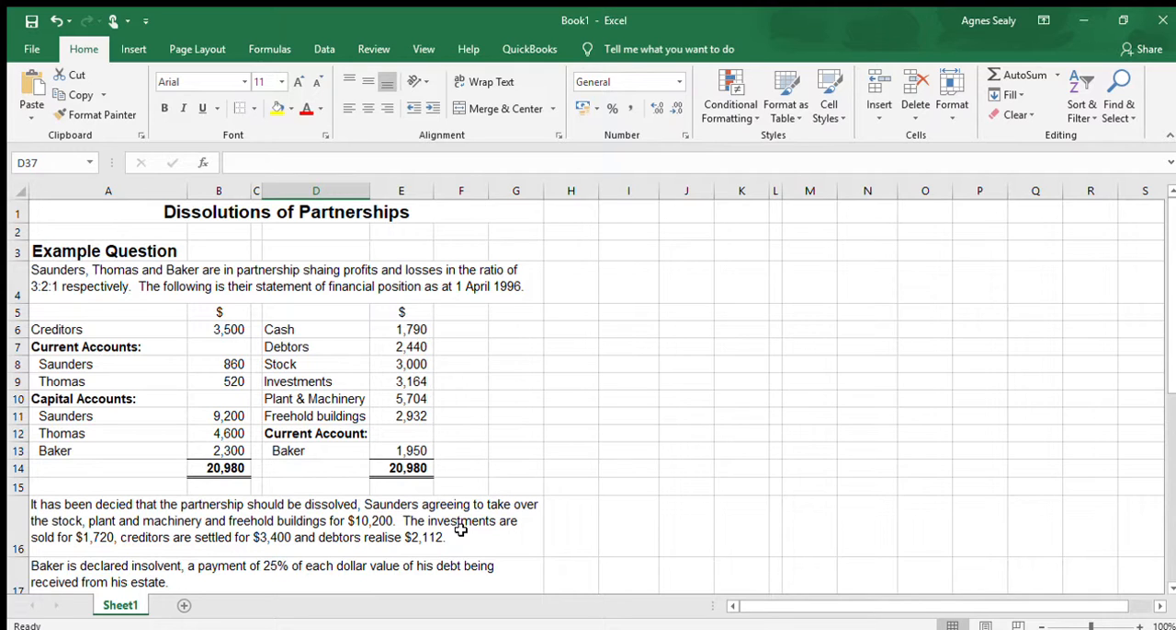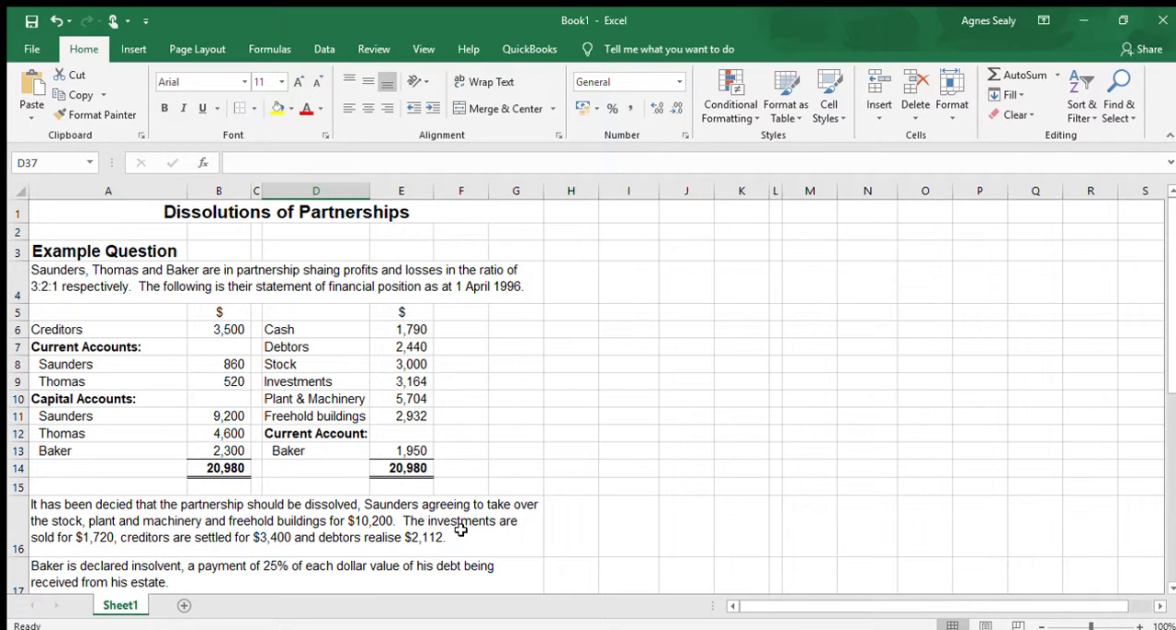Now we have this question: Saunders, Thomas, and Baker. They are in partnership sharing profits and losses in the ratio of 3 to 2 to 1 respectively. Now, the following is their statement of financial position as at April 1st, 1996. So they have creditors of $3,500. The current accounts for Saunders and Thomas have credit balances of $860 and $520 respectively, and the capital accounts of the three partners, Saunders, Thomas, and Baker, have credit balances of $9,200, $4,600, and $2,300 respectively.